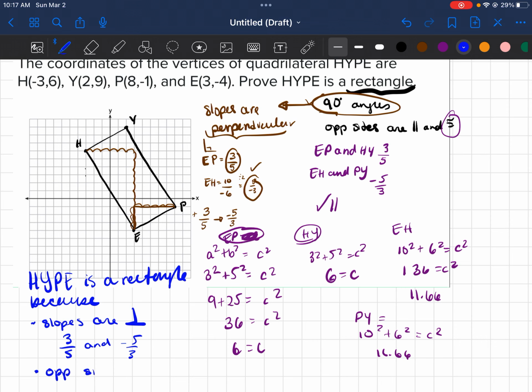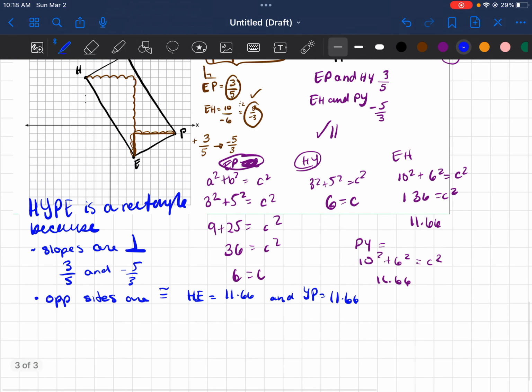We could say that opposite sides are congruent. HE equals, let's see, 11.66, and YP equals 11.66. I could then include that EP equals 6 and HY equals 6. And then we could say that the opposite sides are parallel because they have the same slope.